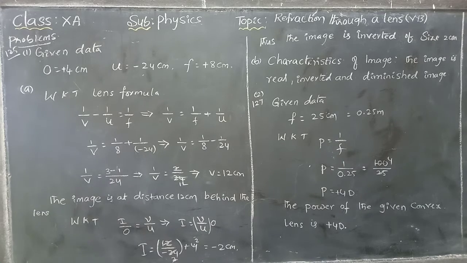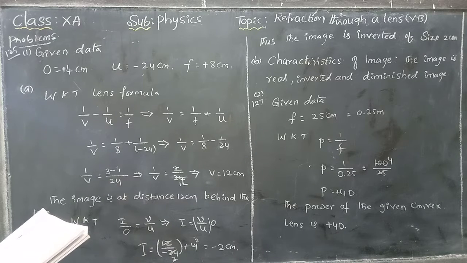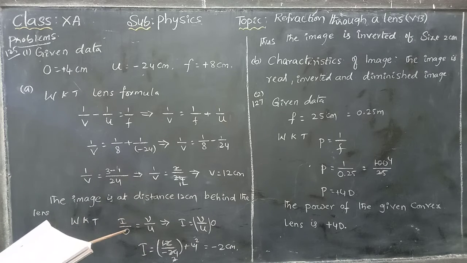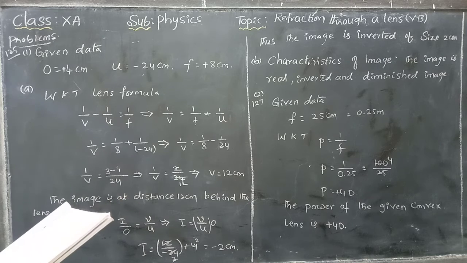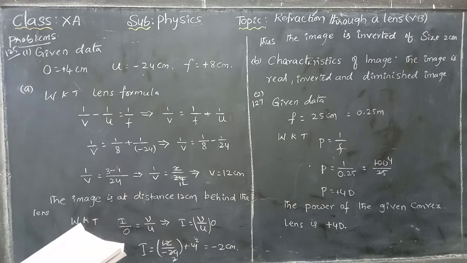Hello children, next we will do the problems related to the lens formula and power, very important problems. Page number 125, first example. An object of height 4 cm is placed at a distance 24 cm in front of a convex lens of focal length 8 cm. Find the position and the size of the image, and state the characteristics of the image.